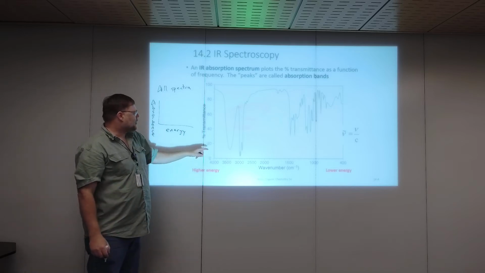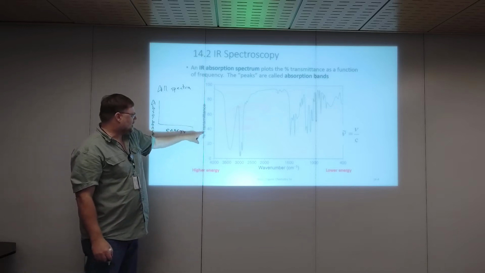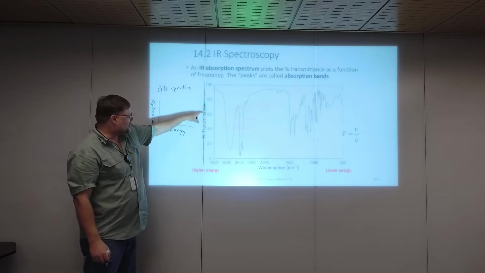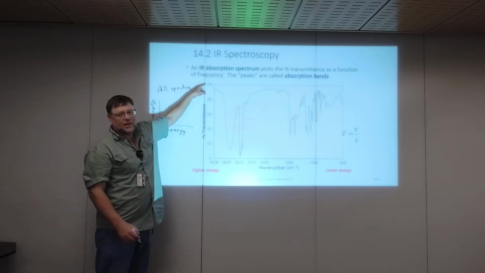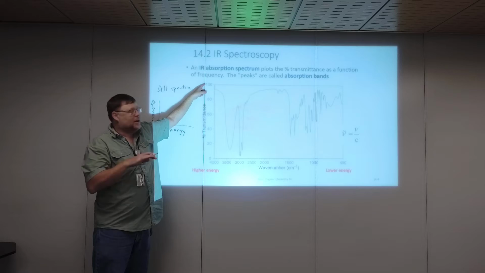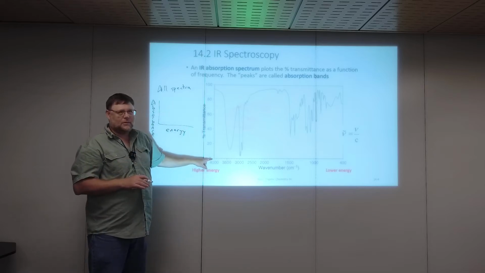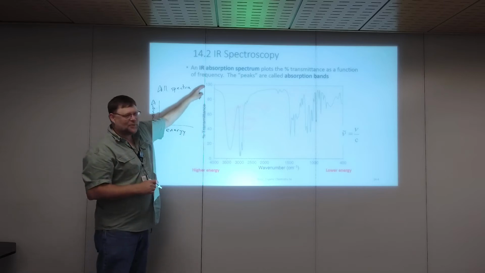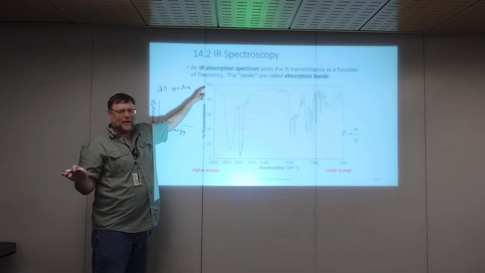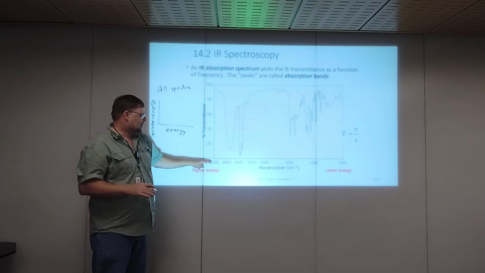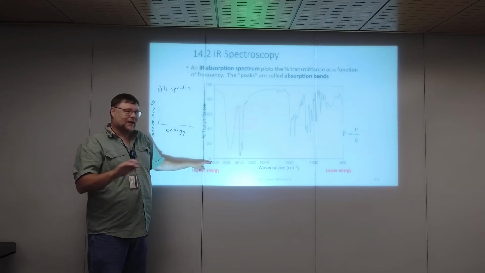In an infrared spectrum, we do percent transmittance. 100% transmittance means all of that wavelength gets through. 0% transmittance means none of that energy gets through.